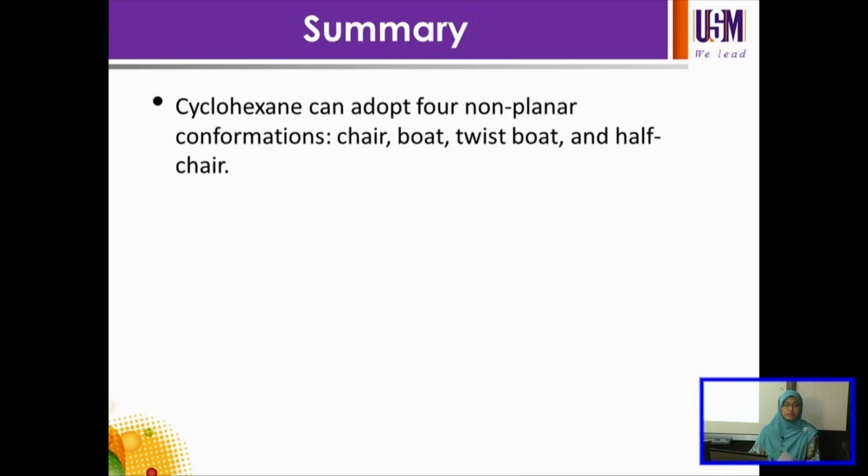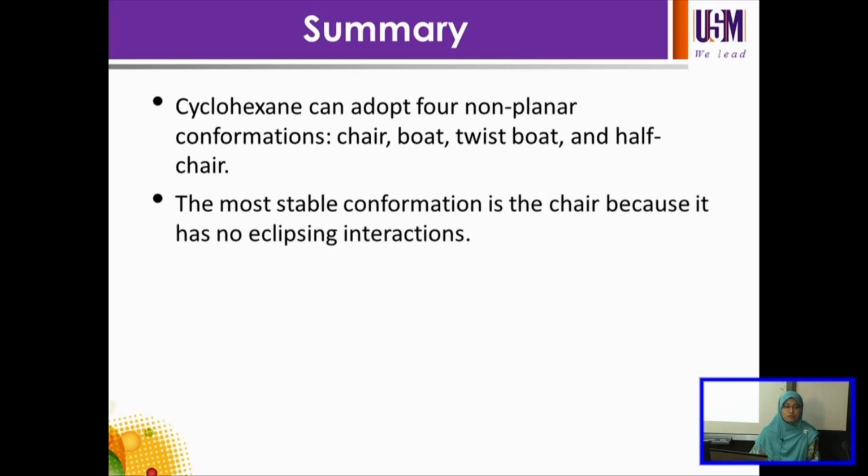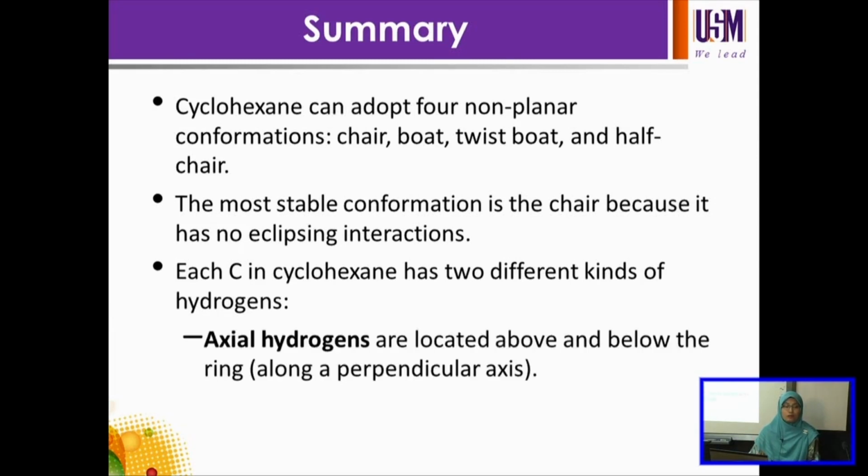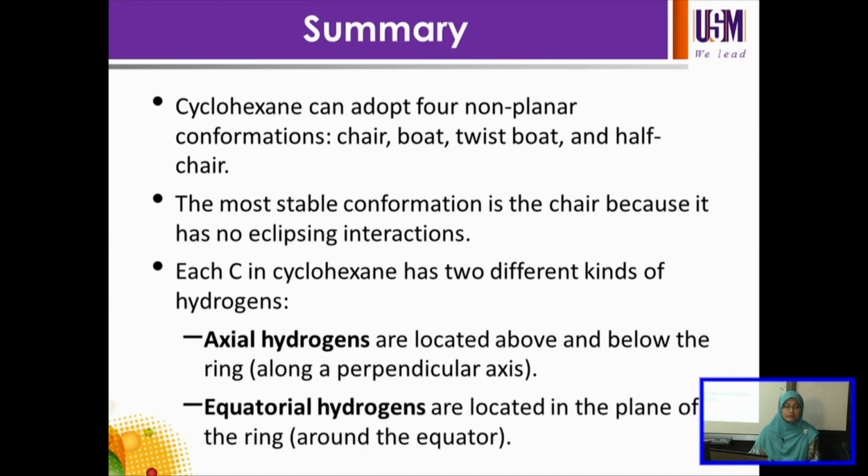So as a summary, cyclohexane can adopt four non-planar conformations, which are chair, boat, twist boat and half chair. The most stable conformation is the chair because it has no eclipsing interaction. And each carbon in cyclohexane has two different kinds of hydrogen, which are axial hydrogens that are located above and below the ring along a perpendicular axis, and also equatorial hydrogens, which are located in the plane of the ring around the equator.